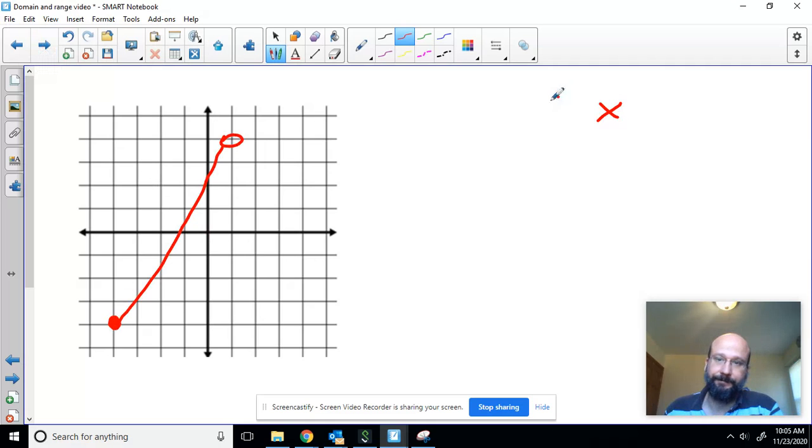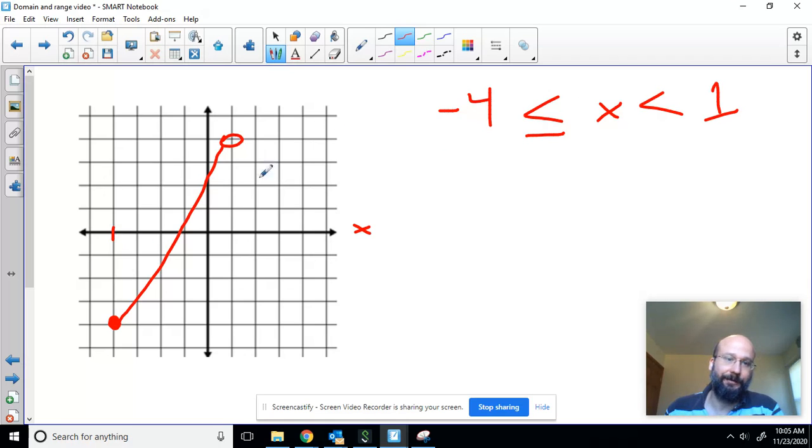Same thing with the next graph. I'm going to look at my x. What's the leftmost point? The leftmost point is right here, 1, 2, 3, 4, at -4. It is a closed circle. Now what's my rightmost point? My rightmost point is right here at +1. It's an open circle, so I don't need the equal to, the line under the inequality.